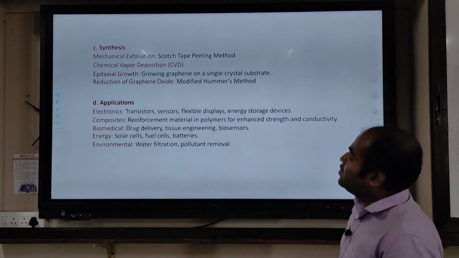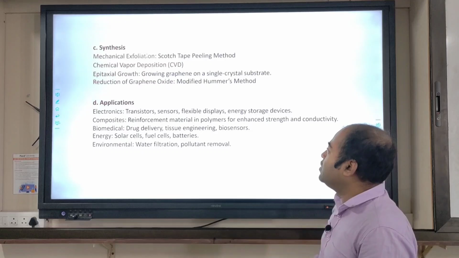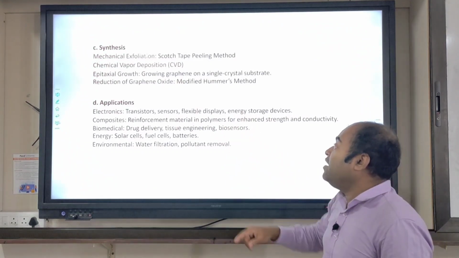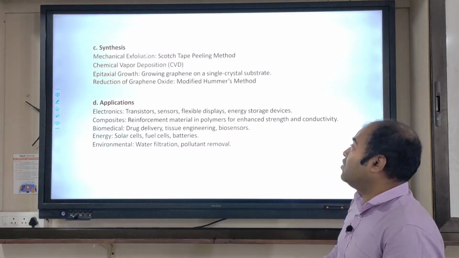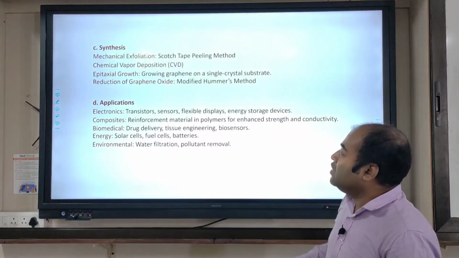Synthesis: there are various types of synthesis, such as mechanical exfoliation, which is the scotch tape peeling method, chemical vapor deposition, then epitaxial growth, and one important chemical synthesis, that is the reduction of graphene oxide. It is very popular, known as the modified Hummers' method.